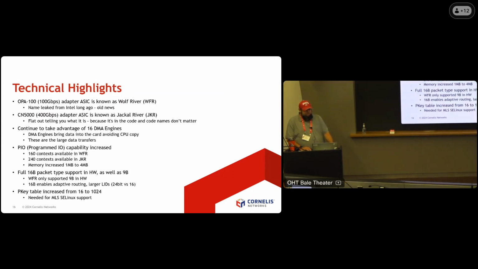But 16B allows us, for one, to use a larger LID space. We get 24 bits for the LID versus 16 bits with the normal InfiniBand packets. And it is how we can encode our adaptive routing stuff. The P key table is important for people that are into SELinux and multi-label security. We only had 16 P keys supported in hardware before. We've increased that just a little bit to 1024 P keys.